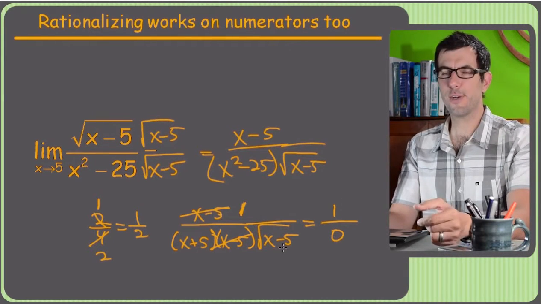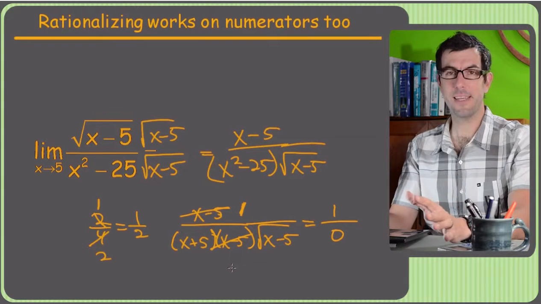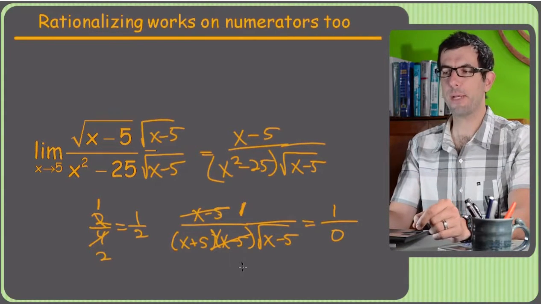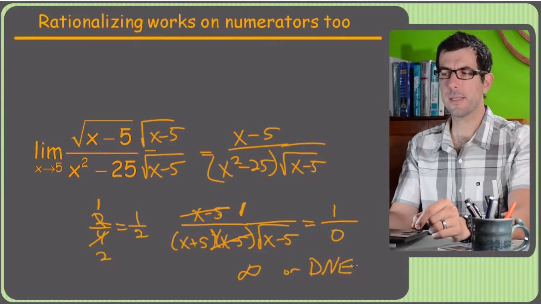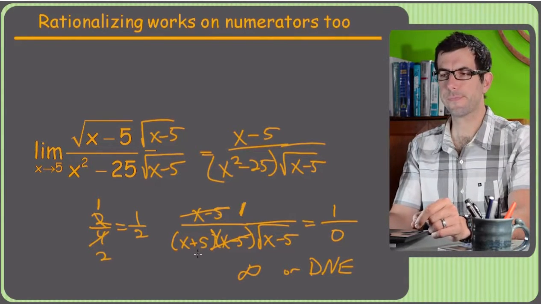All right, so 1 over 0, as I've said many times now, this is not indeterminate. We're just done. So 1 divided by 0 is infinity, or does not exist, meaning the limit does not exist.